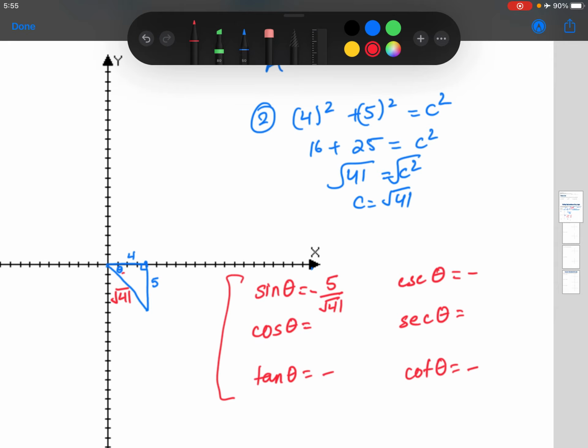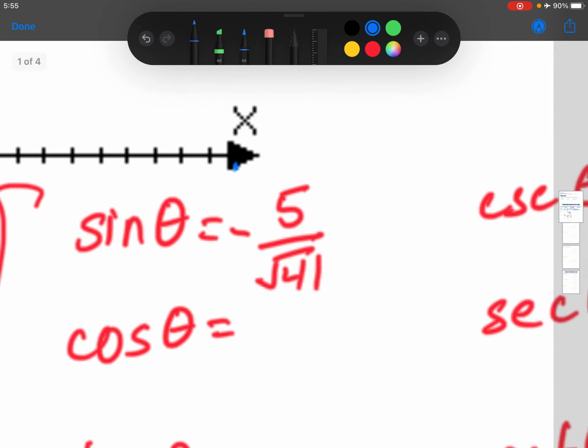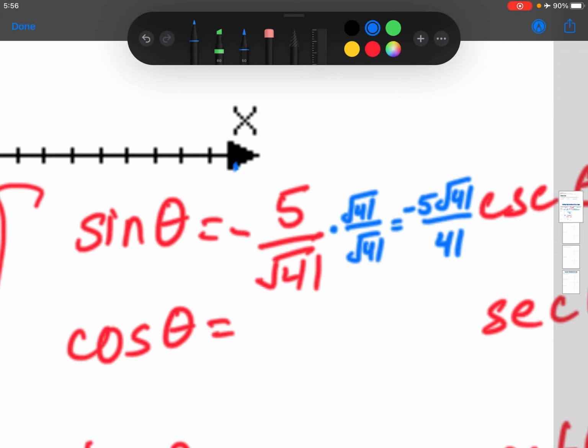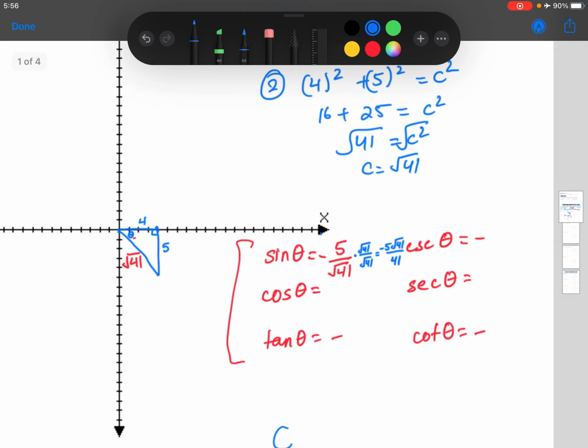You want to rationalize it, so how do we rationalize it? I'm going to zoom in so I can show it to you. You multiply and divide by the radical. So this is equal to negative 5 rad 41 over 41. Rad 41 times rad 41 is rad 41 square. So the square and the square root cancel out. So we're just left with 41. Okay, so that's what it's going to be. That's how we rationalize it.